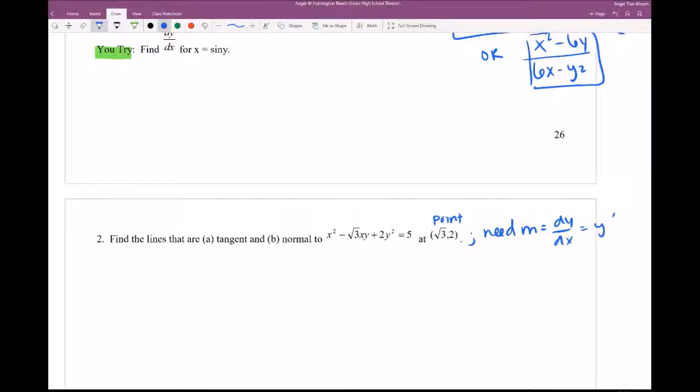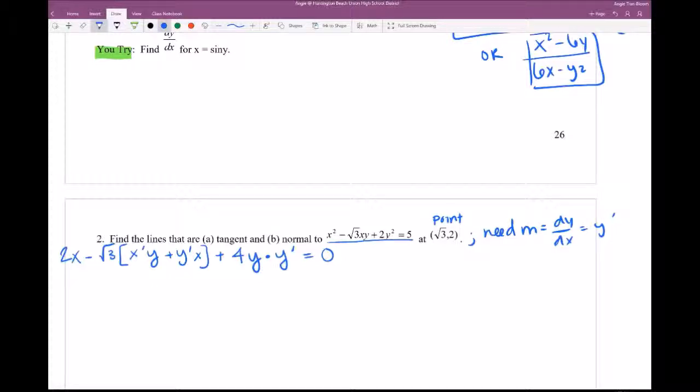Because the tangent line, I need the slope, and normal is very similar to tangent, except the normal is the reciprocal and opposite slope. So first, let's find the derivative, okay? So here's the equation. X squared, the derivative of that is 2x, okay, minus radical 3xy. I'm going to factor out a radical 3, and I'm going to use the product rule. So it's going to be x prime times y plus y prime times x. Plus, the derivative of 2y squared is 4y, subtract power 1 from 2, so still 1, but you need to multiply by y prime. The derivative of 5 is 0.